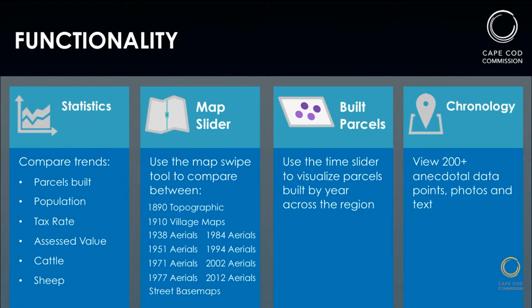There are 4 main components to the historic data site: statistics, maps, parcel layers, and historic data points set up chronologically. First, let's take a look at some of the statistics.